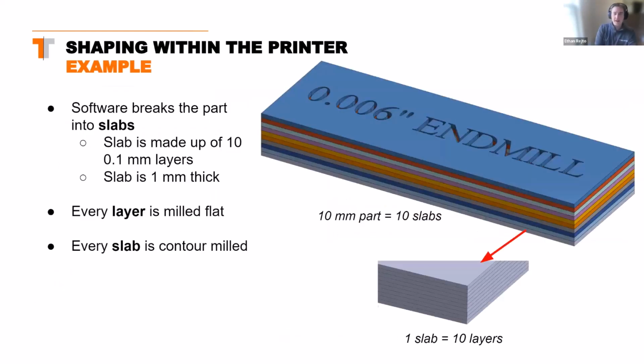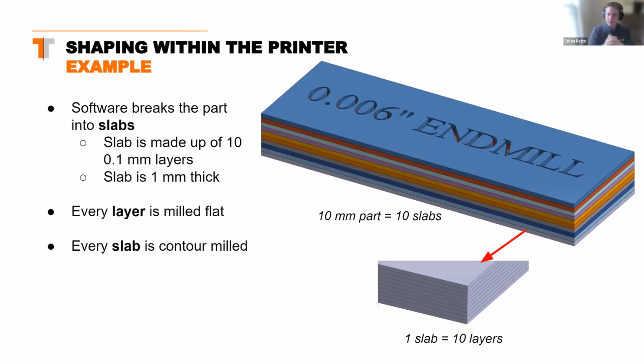So looking at how our software looks at this, our software is going to take your part or your tool or whatever you want to print today, and it's going to break it into slabs. What we define as a slab is 10 layers, and each layer is 0.1 millimeters thick. So 10 layers of 0.1 millimeters, a slab is going to be 1 millimeter thick. A layer is 0.1 millimeters thick.